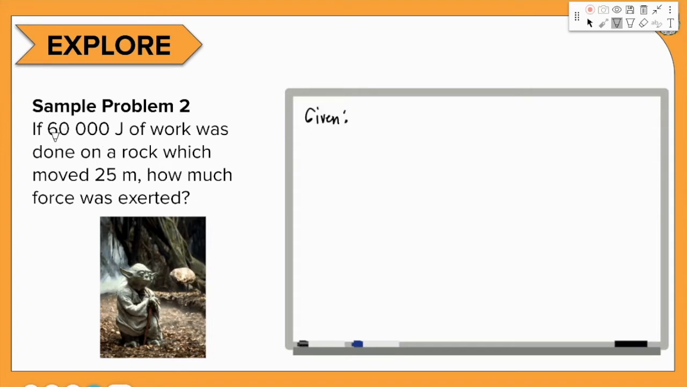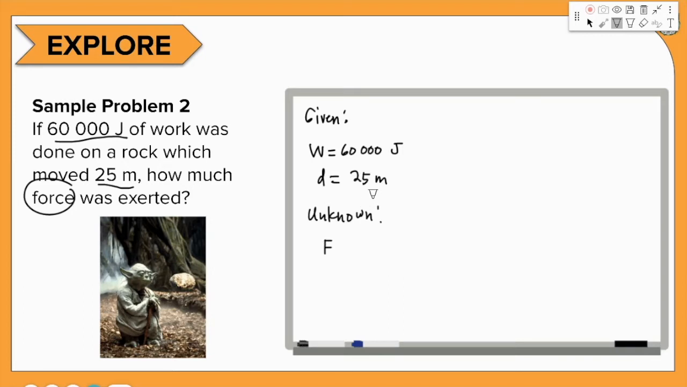So again, we have 60,000 joules of work and 25 meters. Just from the unit, you will be able to tell what that quantity is. So 60,000 joules would be work, right? And then 25 meters, that would be the displacement. And for the unknown, the question is how much force was exerted. So we are looking for the amount of force.